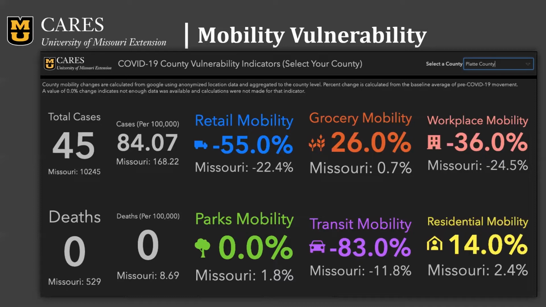So we can see here grocery and residential mobility are at an increase. This is important to understand that when people aren't moving in community, that means less money is spent. So we can see a decrease in retail and workplace, which means people aren't going out and buying coffee or lunch. And the increase in grocery mobility could be due to some food insecurity happening within this county.